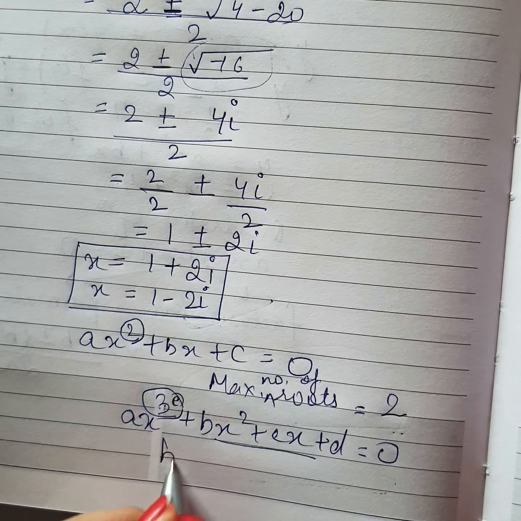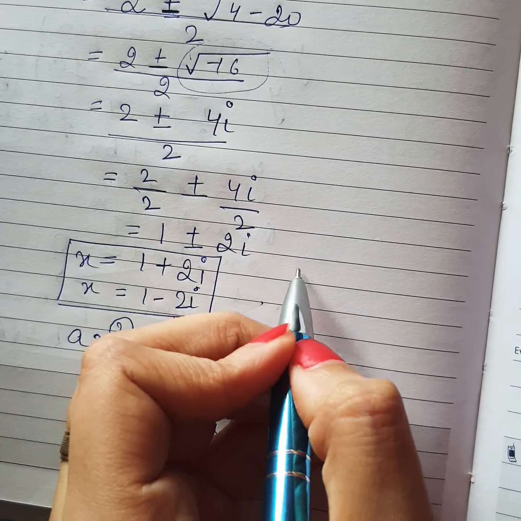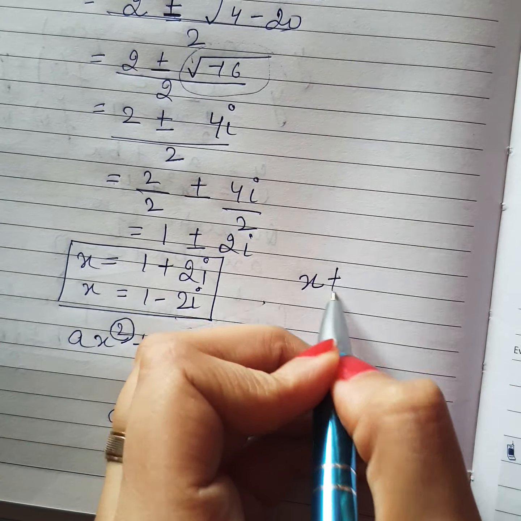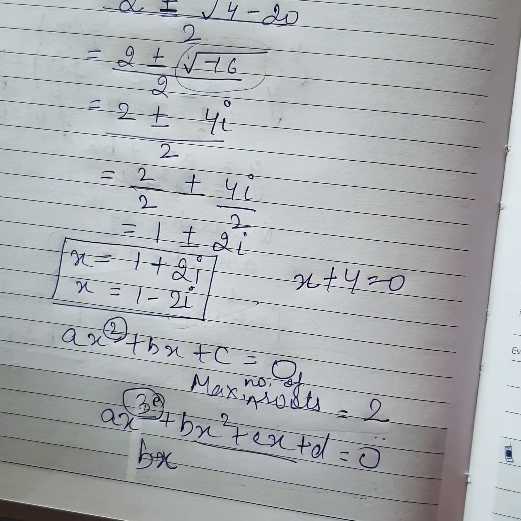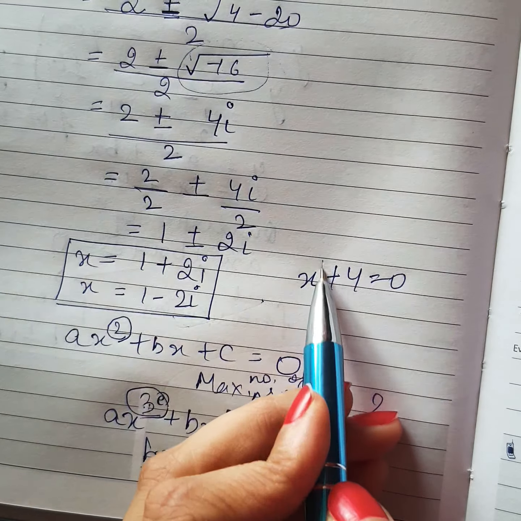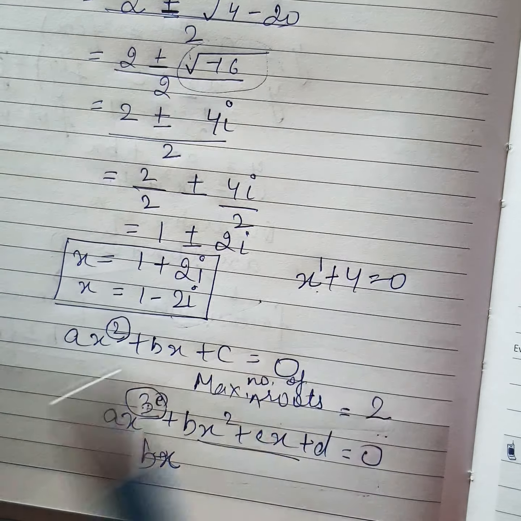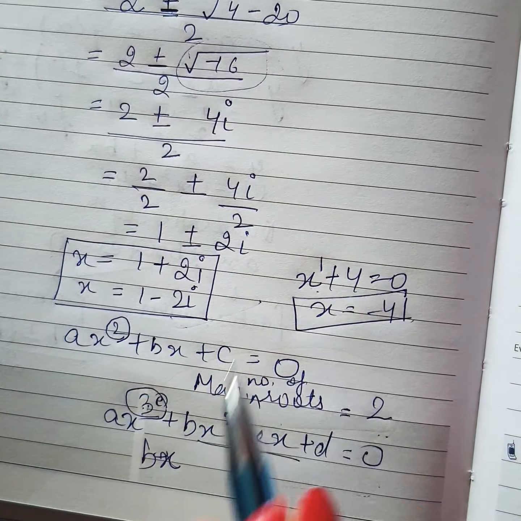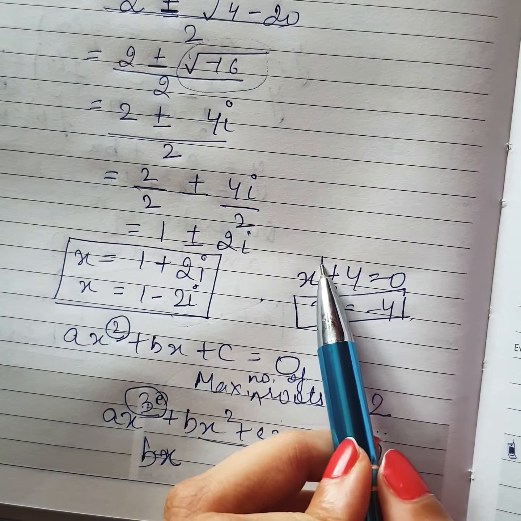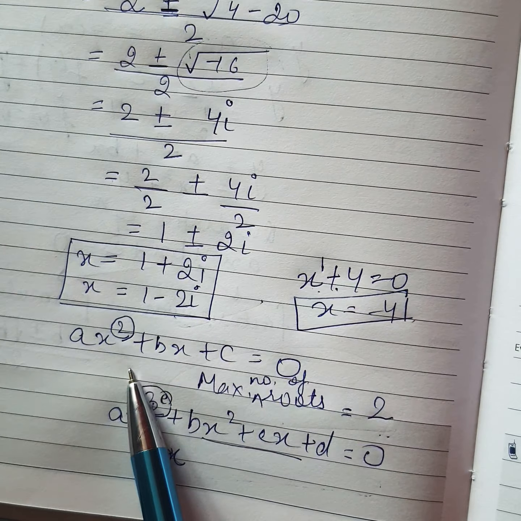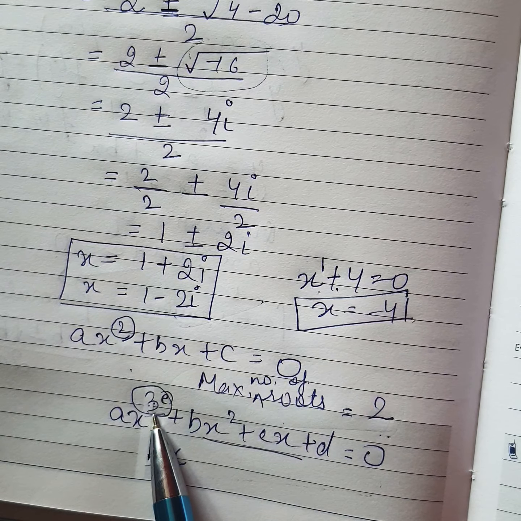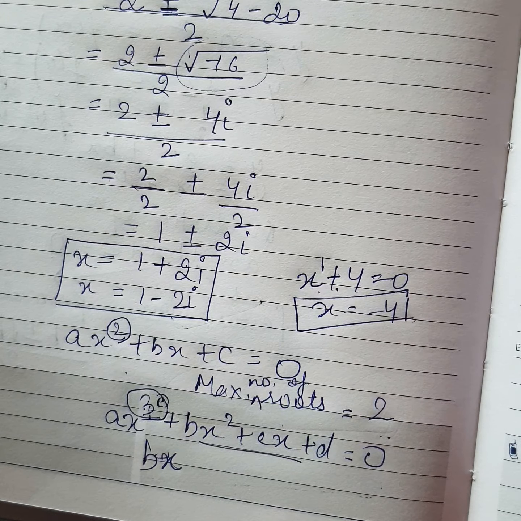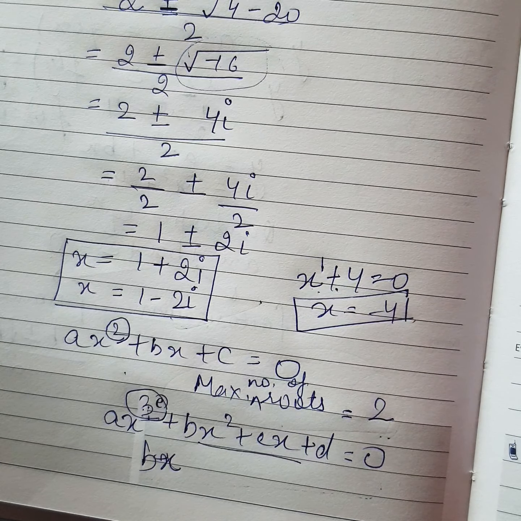If the power is 1, suppose I'm taking an example, x plus 4 equals 0. Maximum power 1, maximum root will be 1. So x equals minus 4, as simple as that in the case of linear equations. Power 1 is linear, power 2 quadratic, power 3 cubic. In the same way, if the power is 4, the equation will have 4 roots, and so on.